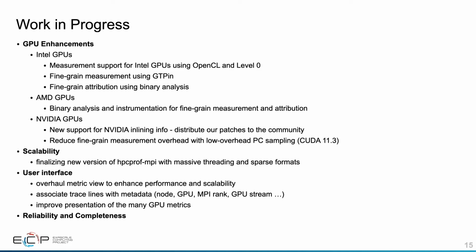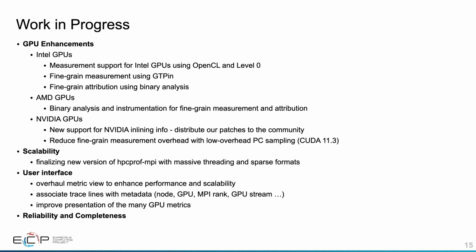On AMD GPUs, we're working with the University of Wisconsin on binary analysis and instrumentation for fine-grained measurement and attribution. Currently, there's no support for fine-grained measurement on AMD GPUs. On NVIDIA GPUs, NVIDIA released new support for recording information about inlining in their GPU kernels, and we've developed a prototype that exploits this to attribute the performance at a finer grain inside GPU kernels. We have a set of patches that we need to distribute to the community. There are patches for Red Hat's elfutils and also for the University of Wisconsin's Dyninst. And those patches need to be accepted before these capabilities will be in a released version of HPCToolkit.